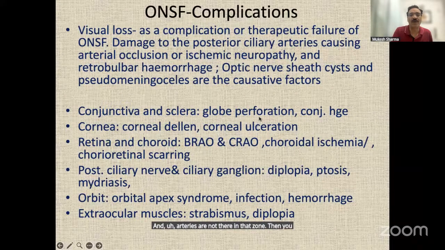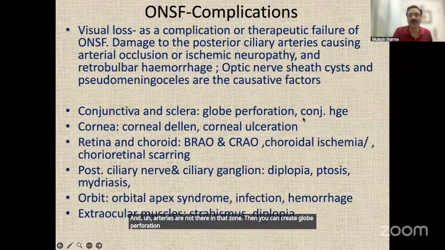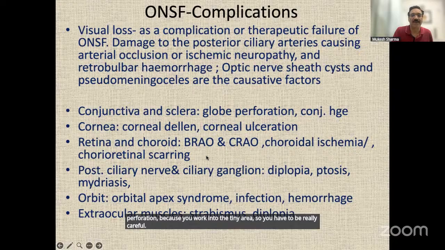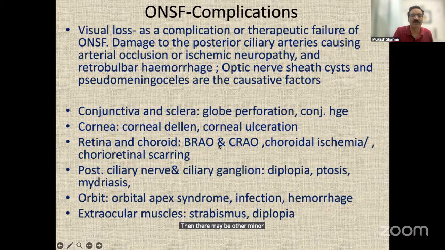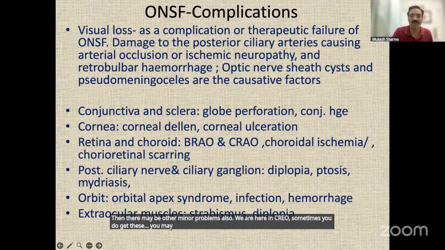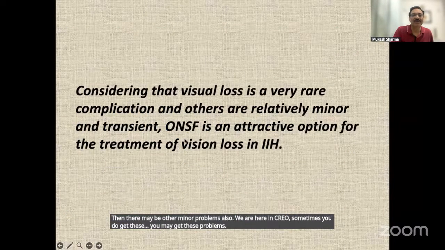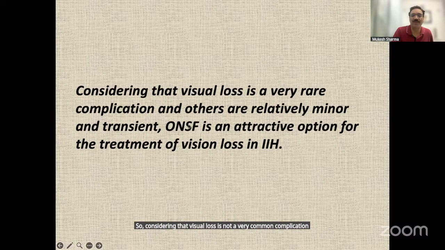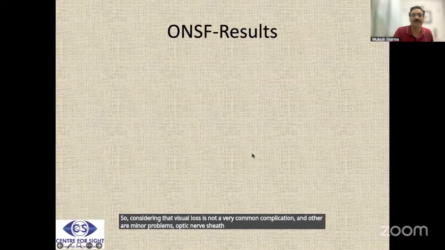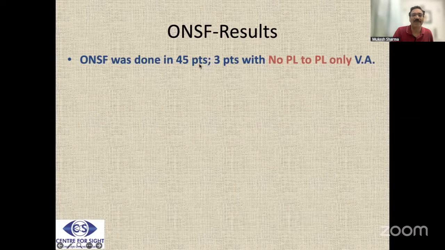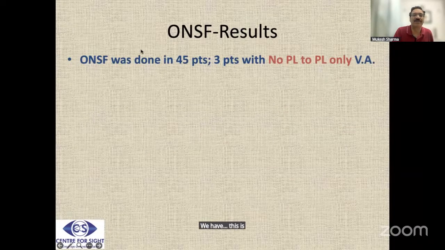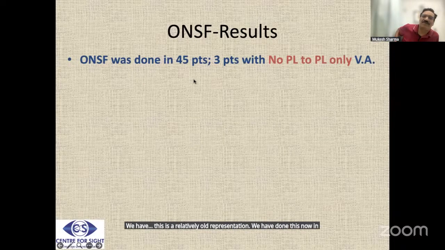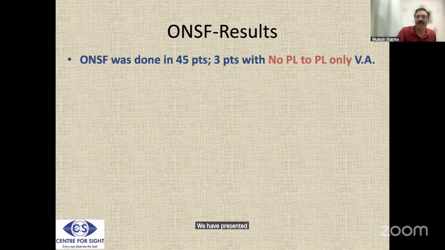Then you can create a globe perforation because you work in a tiny area, so you have to be really careful. There may be other minor problems also. BRAO and CRAO, sometimes you may get these problems. Considering that vision loss is not a very common complication and the others are minor problems, optic nerve sheath fenestration is an attractive option. This is a relatively older presentation. We have now done this in more than 50 patients. We have presented this in the IJO also.